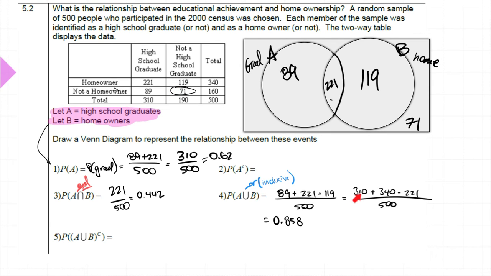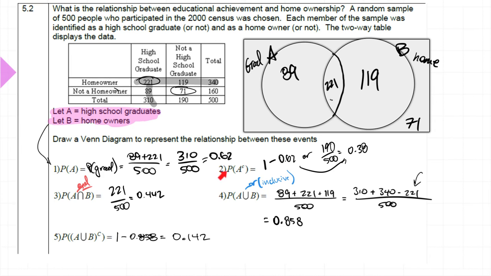What we get that from the totals. So this 310 is the high school graduate total. And then homeowner total is 340, right? Homeowner totals 340. But if you look carefully, we went like this, and we counted this twice. So that's why we subtract 221. That's where that comes from. And then when we do the math, we get the probability of 0.858.